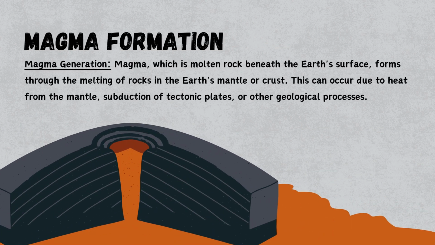Magma generation. Magma, which is molten rock beneath the Earth's surface, forms through the melting of rocks in the Earth's mantle or crust. This can occur due to heat from the mantle, subduction of tectonic plates, or other geological processes.